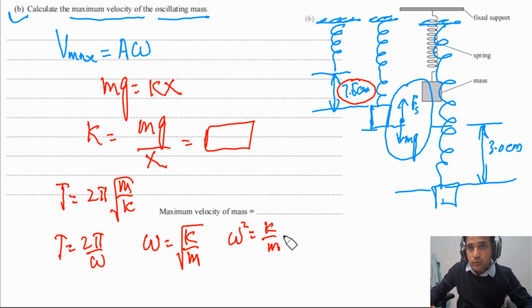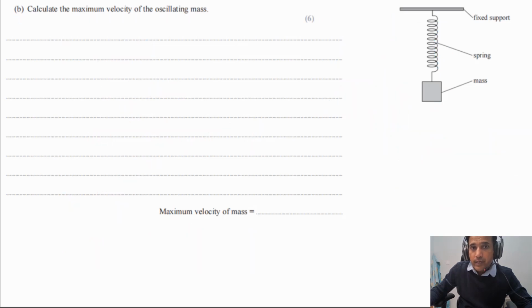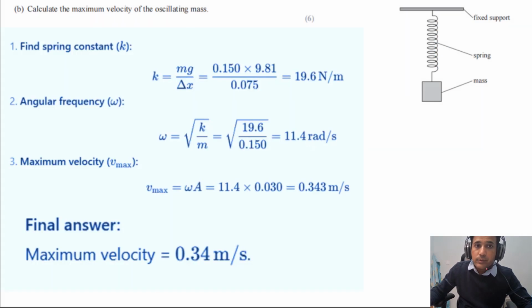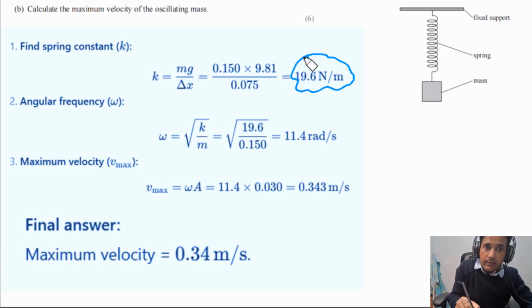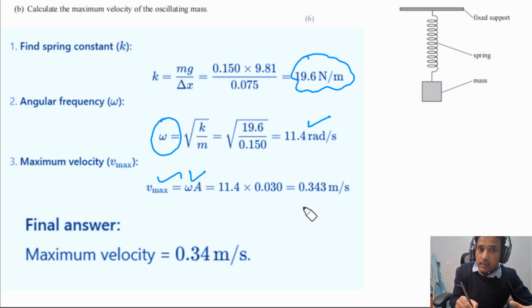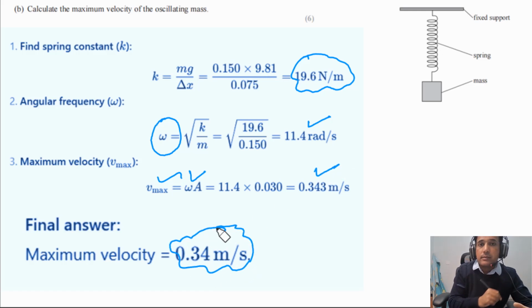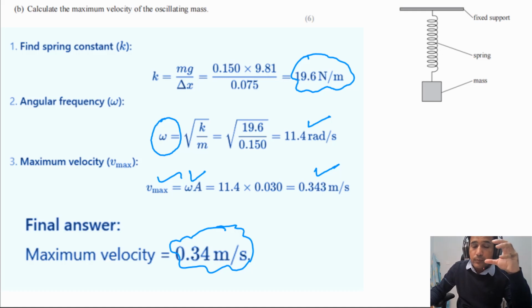Now let's go through the solution I have written. So simply, as I explained, first of all we have found the value of K. Then we have found the value of omega. I have explained why omega is equal to square root of K over m. So you will get the value of omega. Then V max is equal to omega times A, and this is our final answer up to 2 SF. This is how you need to approach it.